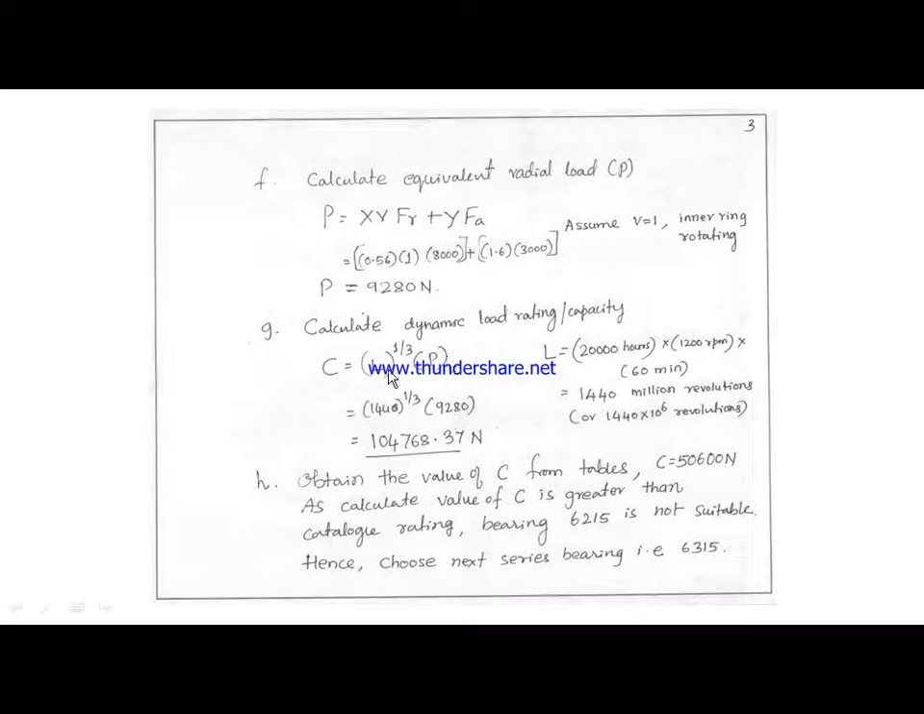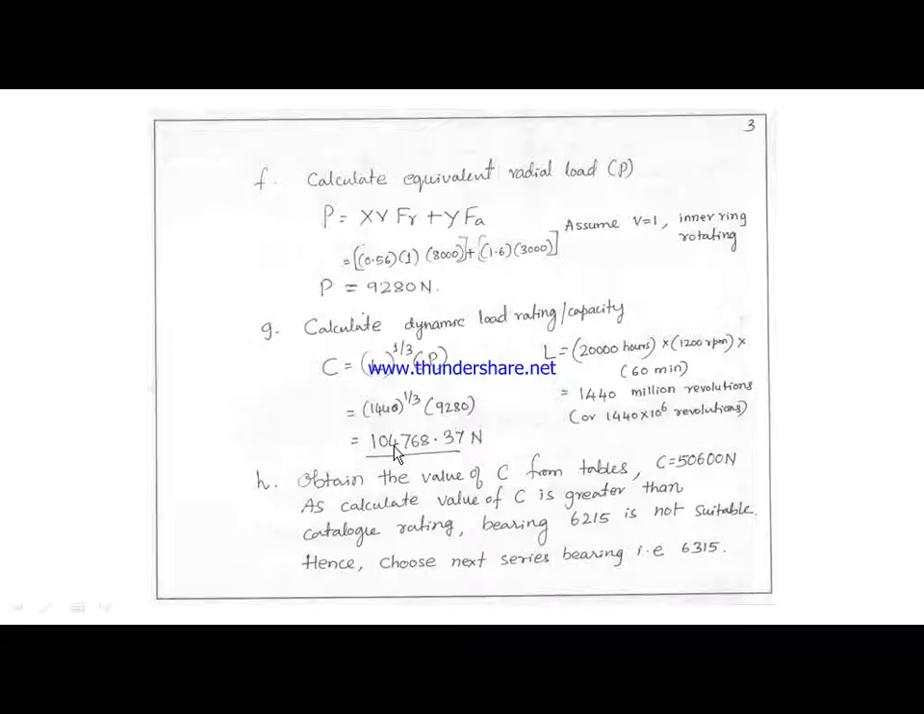So in this equation, L is to be substituted in terms of millions of revolutions. Hence, L equal to 1440 and P equal to 9280. So the value of dynamic load capacity is 104,768.37 Newton for this bearing 6215.